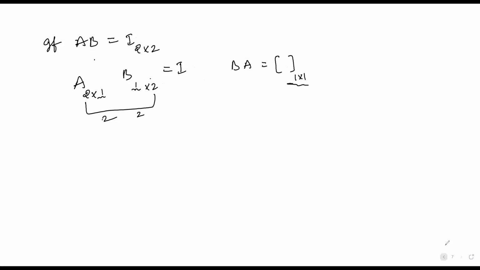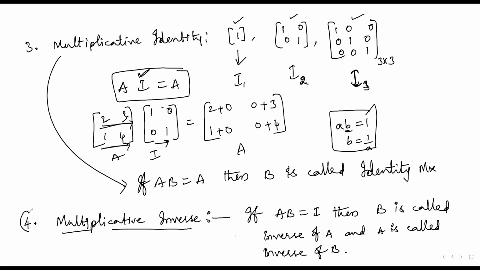But anyway, this one you understand. This multiplicative inverse we will discuss later. What you should understand is this: if AB equals I, then B is called the inverse of A and A is called the inverse of B. That is a multiplicative inverse. When we discuss identity, then we discuss inverse also.